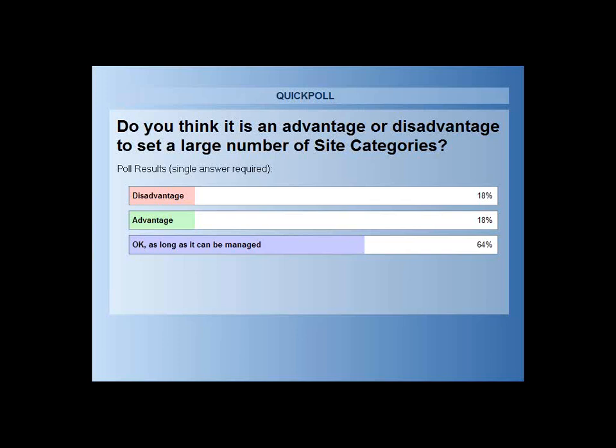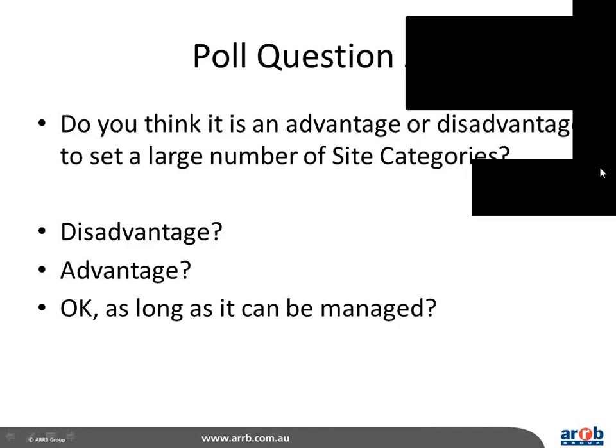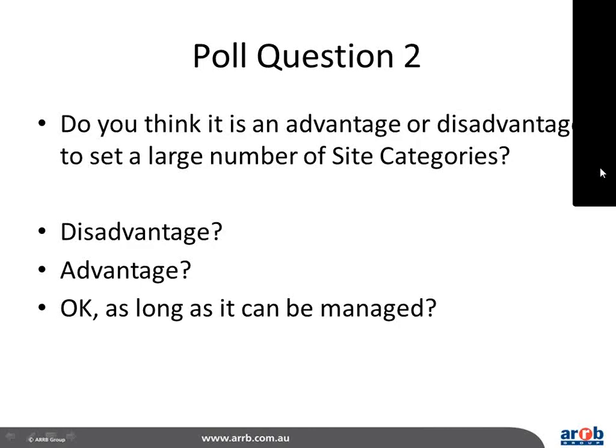But we did have 18% say disadvantage and another 18% say advantage. So what are your thoughts there? Yeah, no, I think that's pretty much as I would have expected. It can be a disadvantage because obviously it creates a lot of work assigning the categories, and you've got to be prepared to manage it. The advantage of having lots of categories, of course, is you're going into a level of detail in assessing your network. So from that respect, you're really drilling down and getting to the crux of the matter.